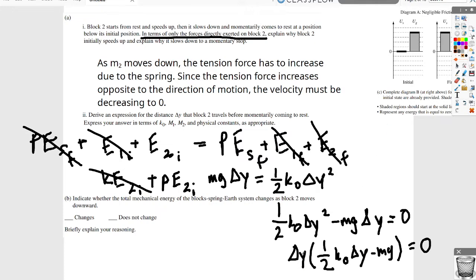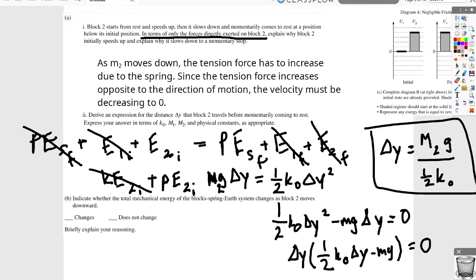So then you have delta y equals 0, but that's not what we want. Obviously, we want delta y equal to mg, and mg of what? That's the important thing, because I have to specify whether it's m1 or m2. It's m2, so big M2. So it's m2 g divided by 1/2 k0, and that's your answer.